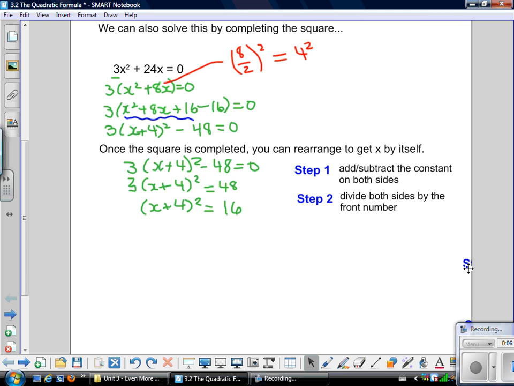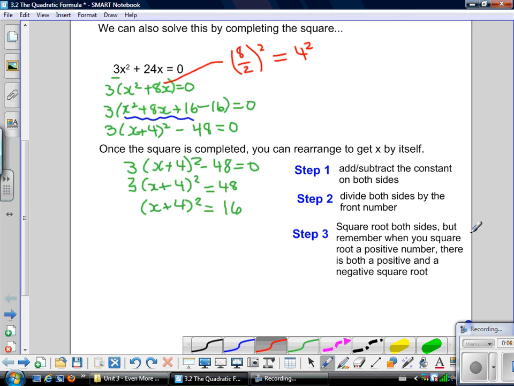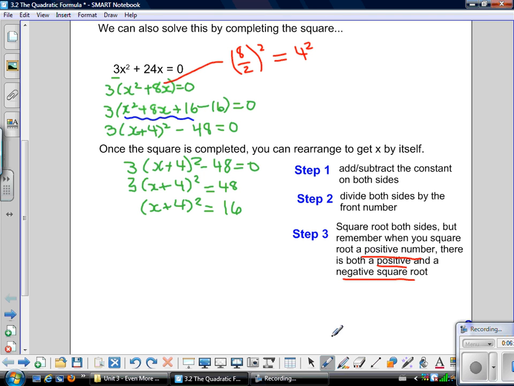The next step would be that we need to square root both sides. But the important thing here is that when we take the square root of both sides, when you square root a positive number, such as the 16 here, there will be both a positive and a negative square root. So when I take the square root of this step here, I end up with x plus 4 equals, and the square root of 16 is 4, so I need the positive or negative 4. Okay, so we're almost done here.